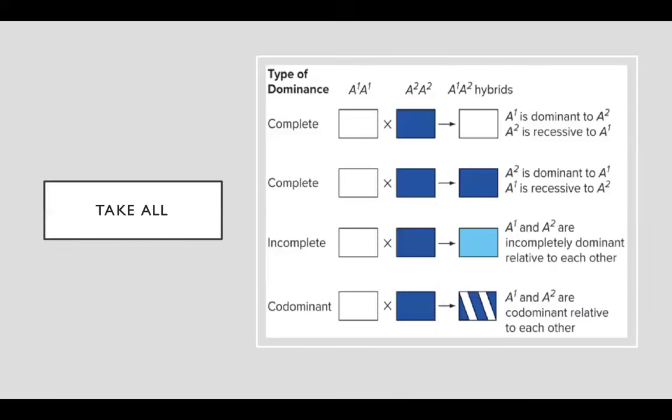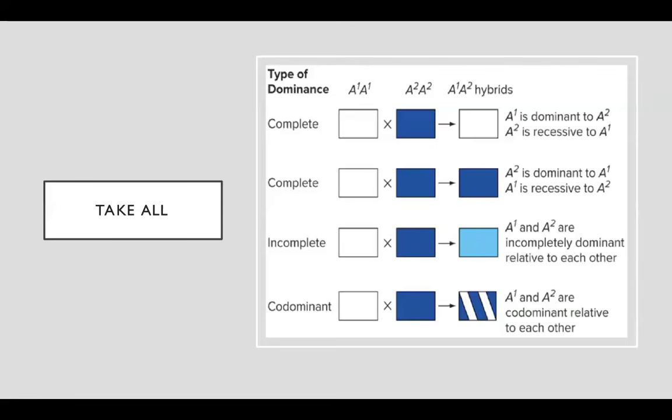Next, we're going to talk about gene interactions. So you have different types of dominance: complete dominance, incomplete dominance, and codominance. Complete dominance is just saying that whatever is dominant to the recessive gene, that is the trait that will be shown. For the top one, white is dominant to blue, so in any of the hybrids, the white color will be shown. In the second one, blue is dominant to white, so in the hybrids, the blue trait will be shown.